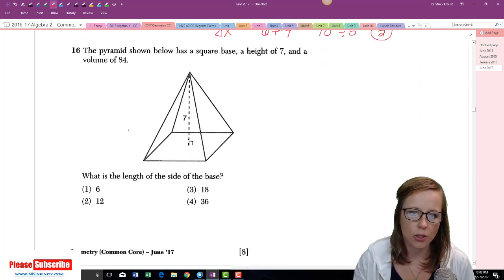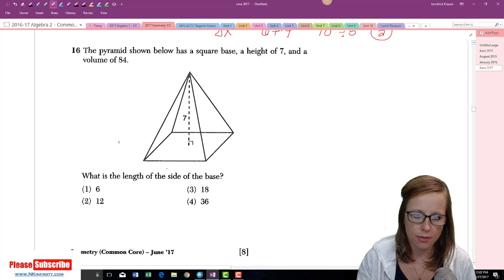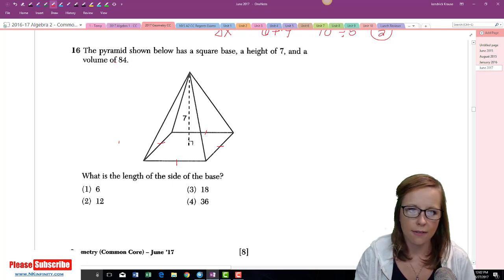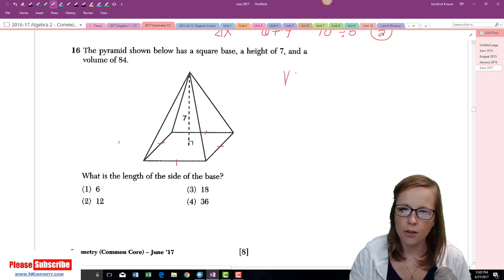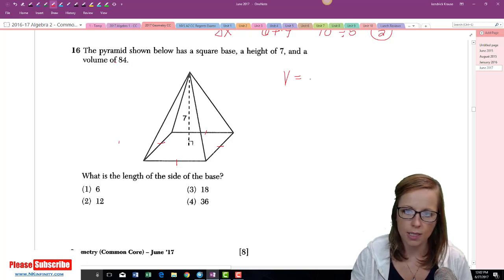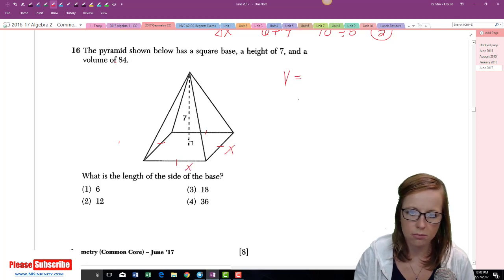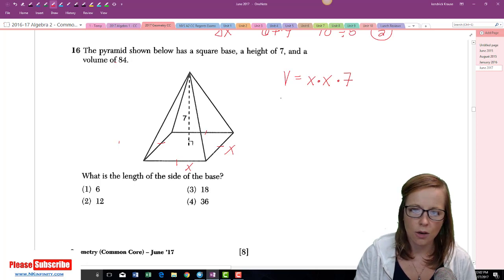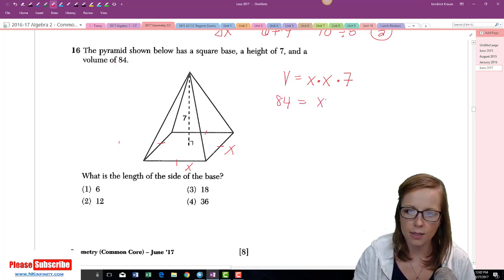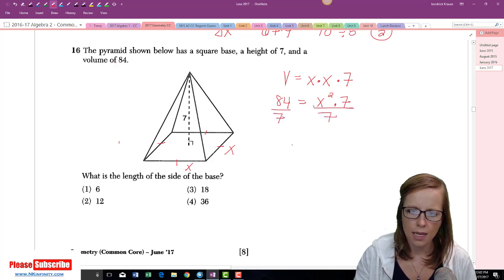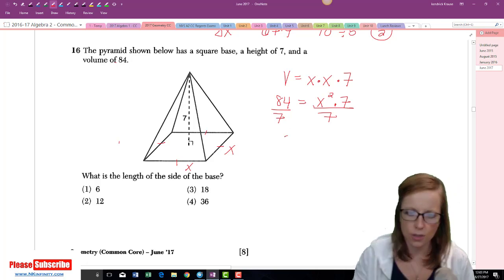The pyramid shown below has a square base. That's a big deal, so let's mark our congruent sides. Square base is a big deal. A height of 7 and a volume of 84. Okay, volume is area of the base, so side times side. I'm going to call it x and x. Would you agree? So x times x is x squared. Area of the base times the height is 7. So 84 is equal to x squared times 7. Divide by 7 to get x squared alone. 84 divided by 7 is 36.